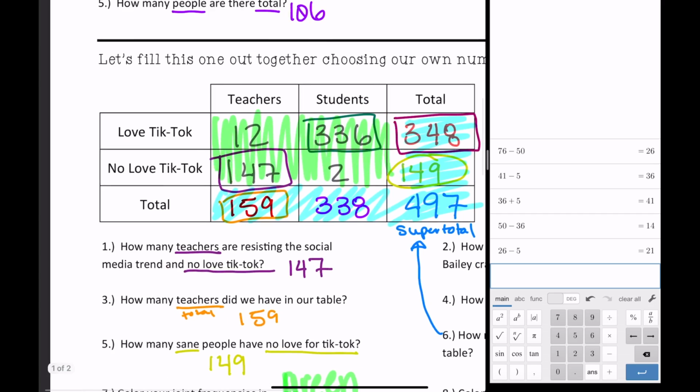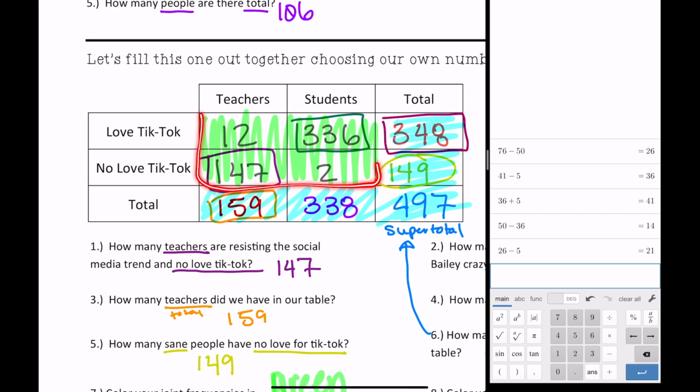And you only subtract when you have your totals written out, versus how we did earlier. We had all of the joint frequencies, so we just had to add to get to our totals. We had to add, you know what I mean?